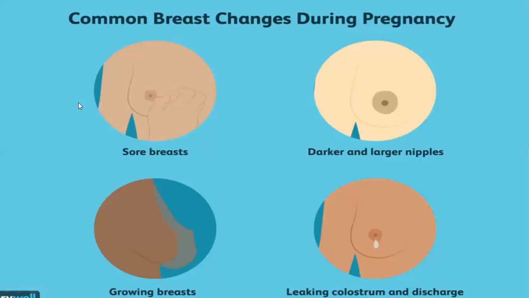So the breast becomes sore, with darker and larger nipples, the size increases, the breasts grow, and after 12 weeks there is some leaking of colostrum and discharge from the nipple. These are the common breast changes that occur during pregnancy.